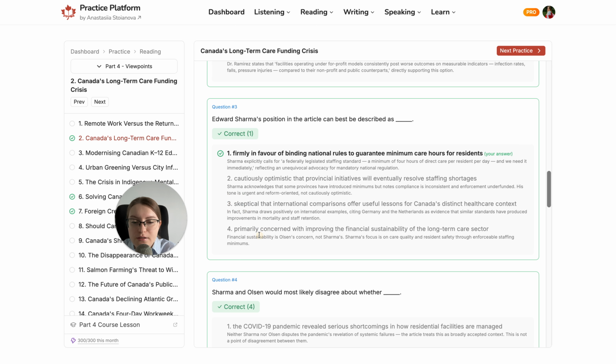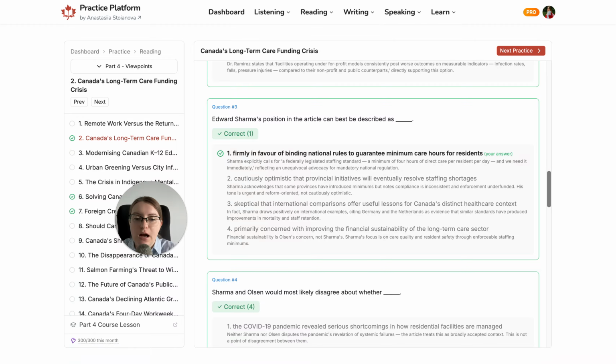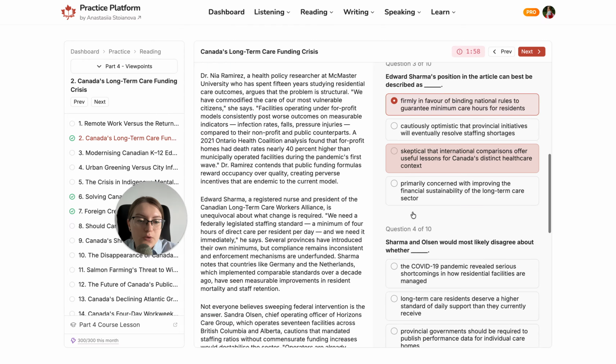And for every answer, you see, for example, "primarily concerned with improving the financial sustainability." This is the other person's concern, Olsen's concern, not Sharma's. So for every answer, once you click next and review answers, you will be able to see our explanations that are very logical and based on the text. So, but now we'll move on to the next one.